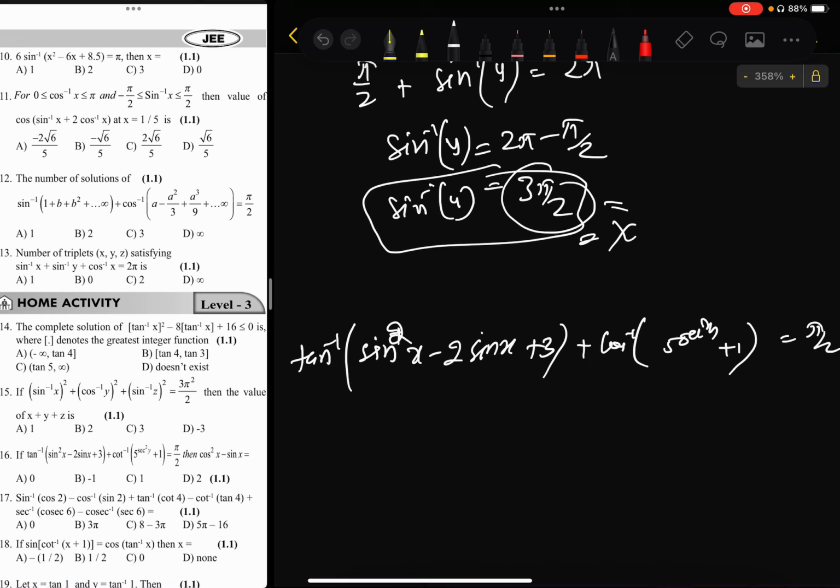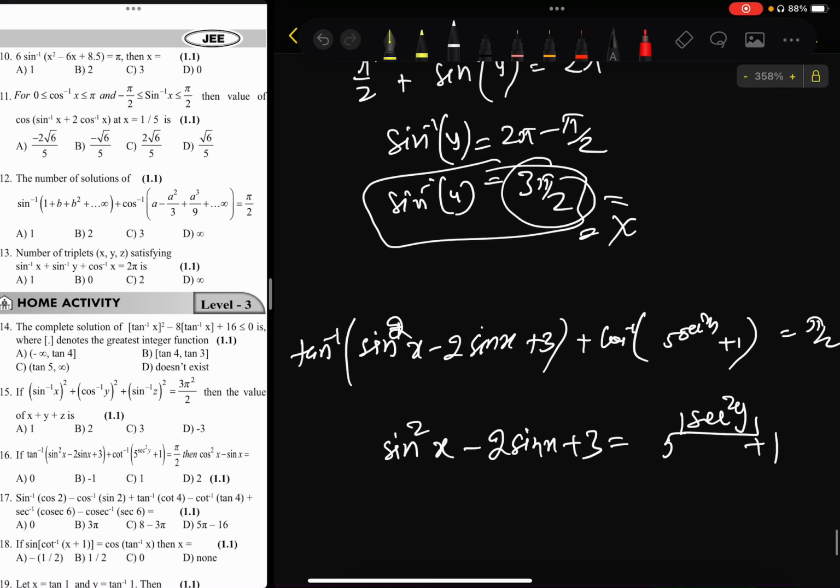First of all, tan inverse x plus cot inverse x is equal to pi by 2. So sine square x minus 2 sine x plus 3 should be equal to 5 times sec square y plus 1. The value of sec square lies between 1 to infinity only. So its minimum value is 1. I am talking about the range; sec square y is involved here, right?